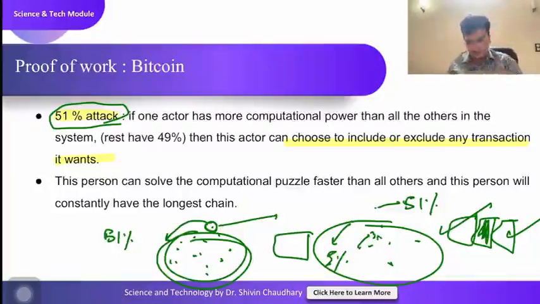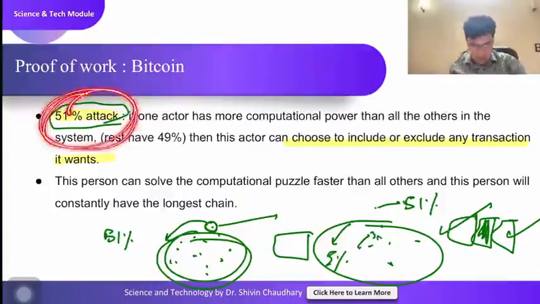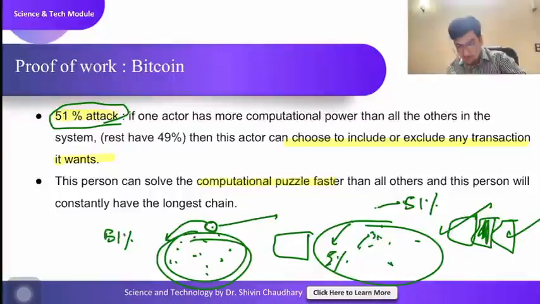नहीं समझ आ रहा है ये तो कोई बात नहीं, just remember the term 51% attacks, because he has more computational power than everybody else combined. He can solve the computational puzzle faster than all others, and this person will constantly have the longest chain. We have already understood that the longest chain is the most secure.